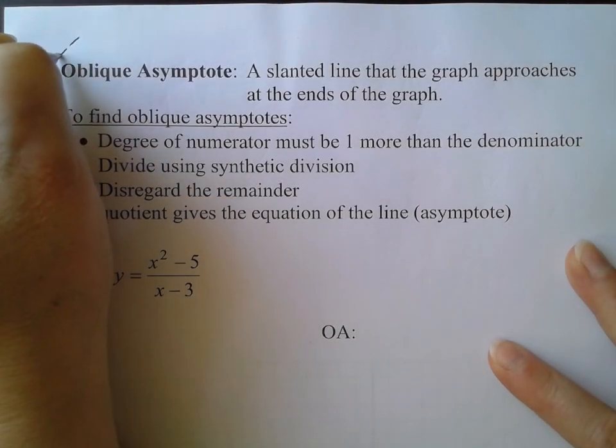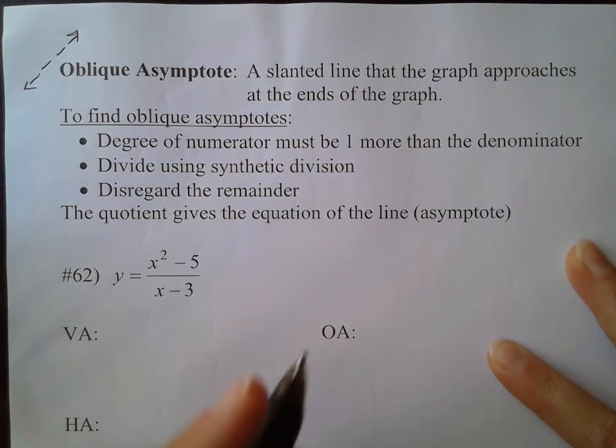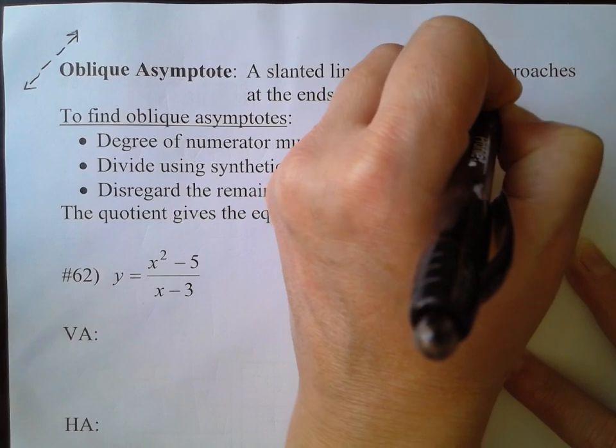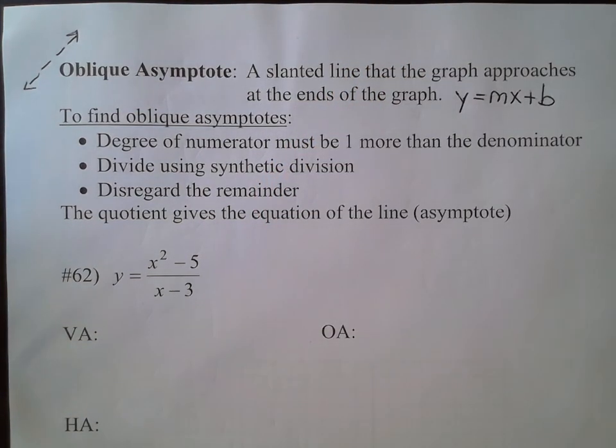it's going to have a form that looks like y equals mx plus b, just like any other line that we may have graphed in the past, okay? To find the oblique asymptote, there's a criteria. The degree of the numerator must be 1 more than the degree of the denominator. And so we're going to be dividing the numerator divided by the denominator.